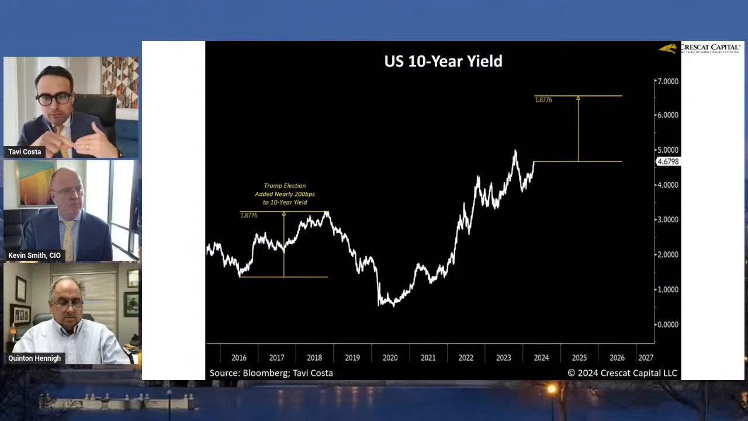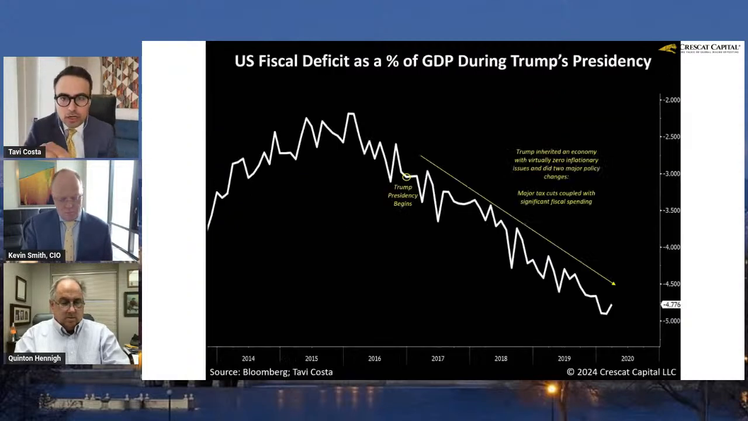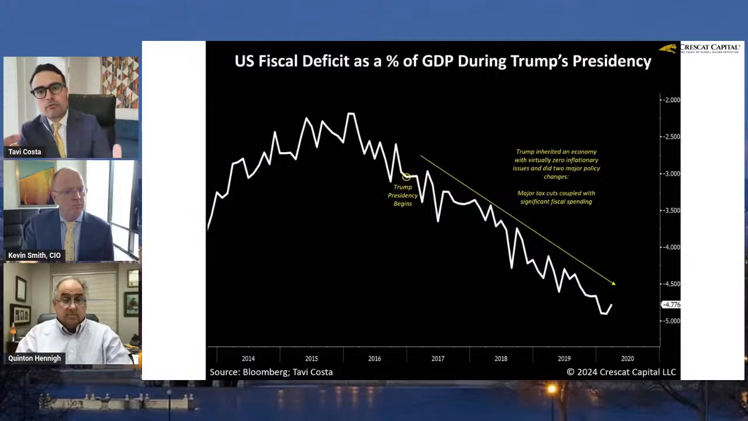And I'm going to add another thing here. Why does the likelihood of Trump coming in increase upward pressure on 10-year yields here? So let's go to the next chart. Well, the main reason for that is because his policies usually revolve around spending a lot of money and cutting taxes and so forth. And that has an effect on the budget deficit.